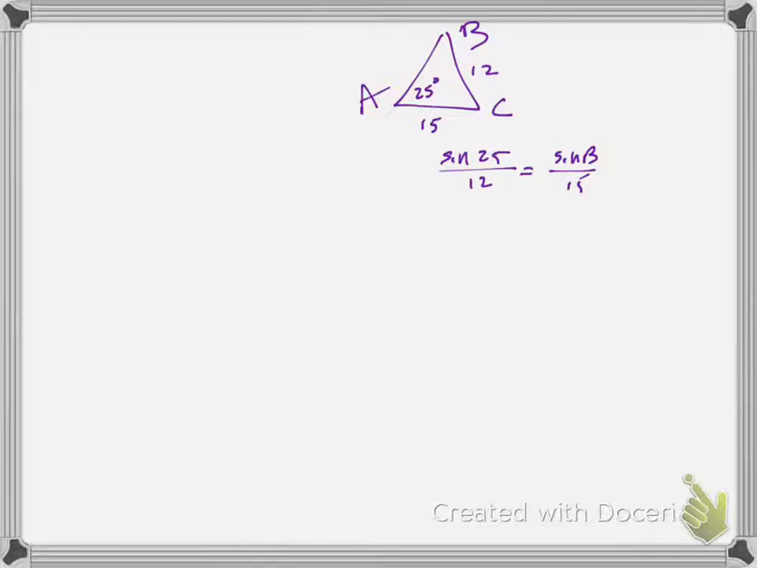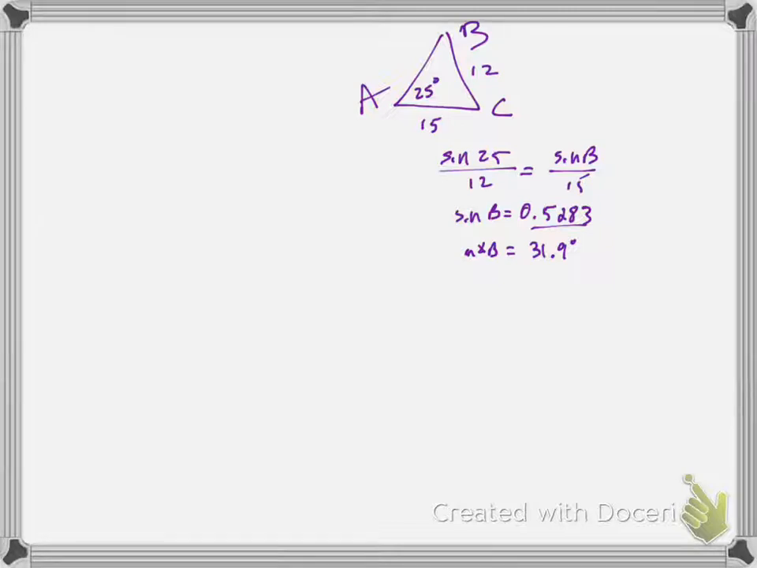Now, when we cross multiply and solve for sine of B, we're going to get 15 times sine of 25, which is 6.33, and then divide that by 12, and we get 0.5283. Now, obviously, this is not an angle measure, so we have to inverse sine that. So the measure of angle B is going to be equal to 31.9 degrees.